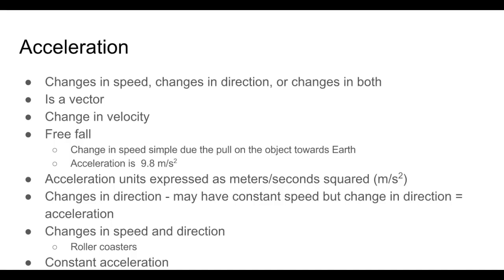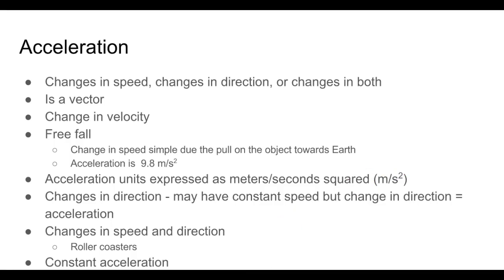So free fall is the change in speed simply due to the pull of the object towards Earth. This acceleration is 9.8 meters per second squared. Units for acceleration are always going to be expressed in meters per second squared. So be careful when you're looking, because this seconds squared becomes an important piece. It does need to have seconds squared, not seconds.